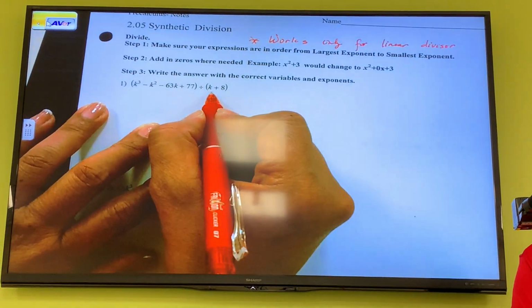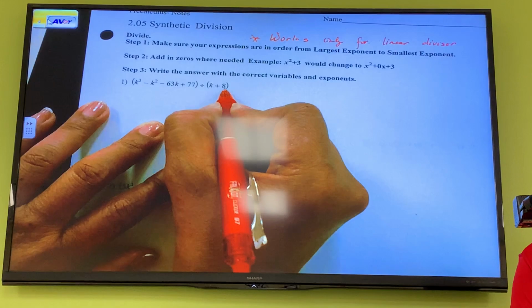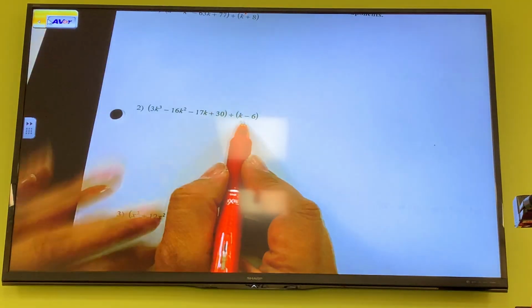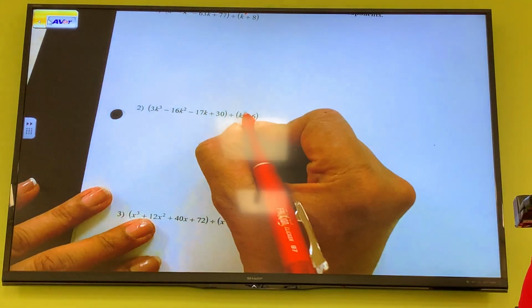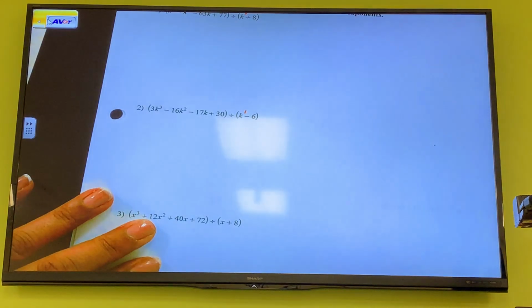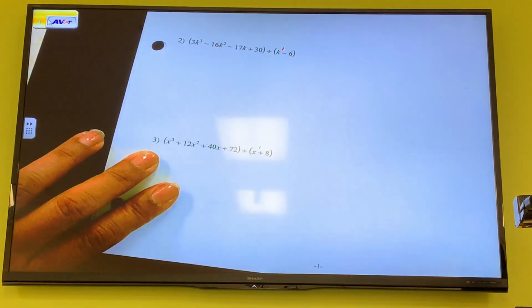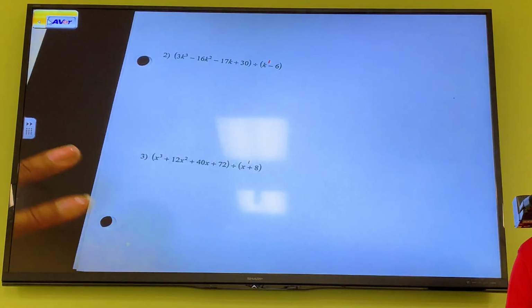So if you look at number 1, it's k plus 8. The exponent for k is just 1. So we can do this by synthetic division. If you look at number 2, same thing. It's just k minus 6. So that means it's the first power. Same thing with number 3. It's only x, so that's x to the first power. So all of this we can do by synthetic division.